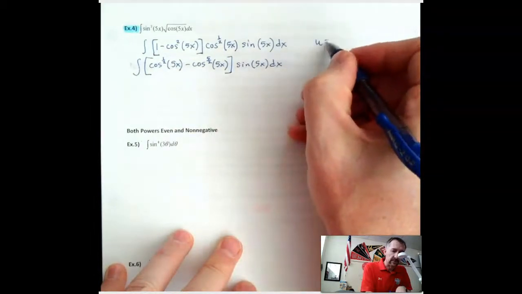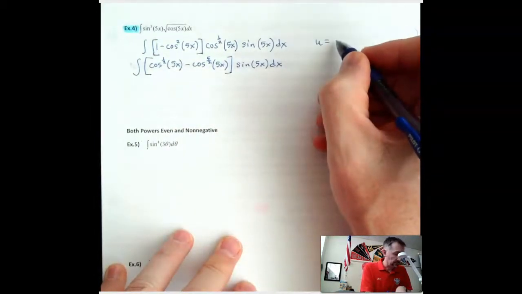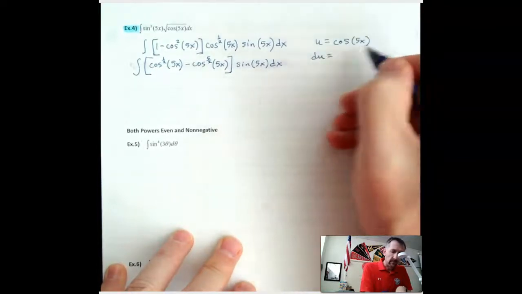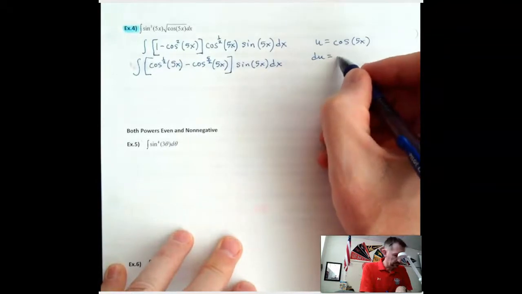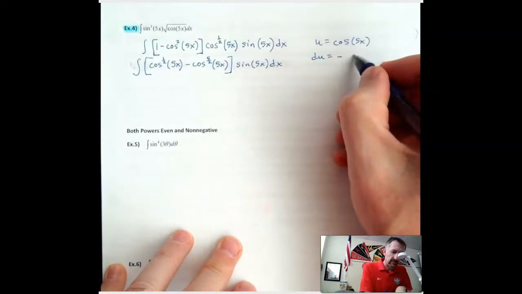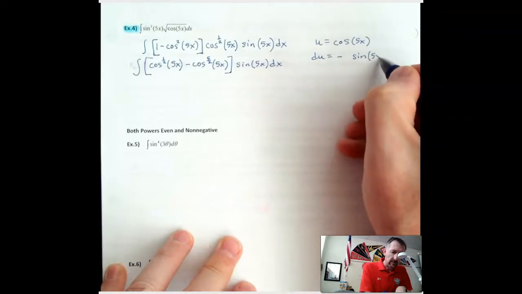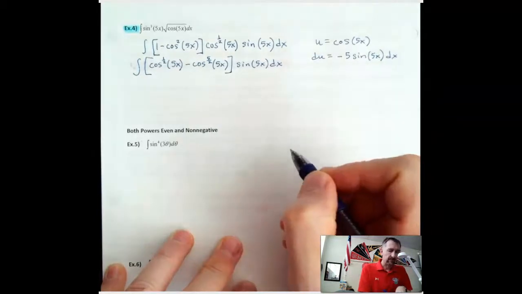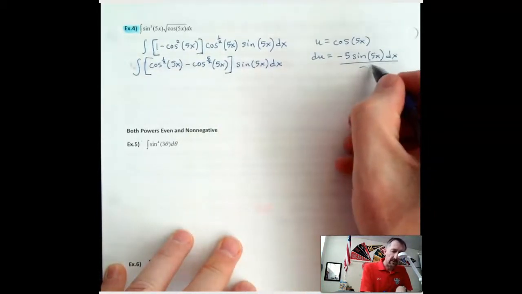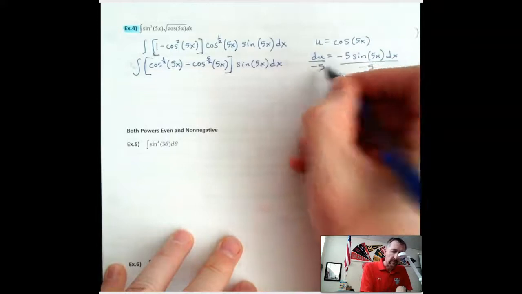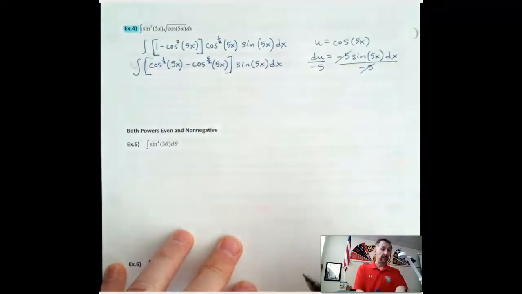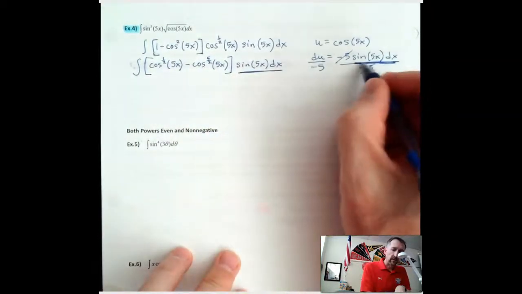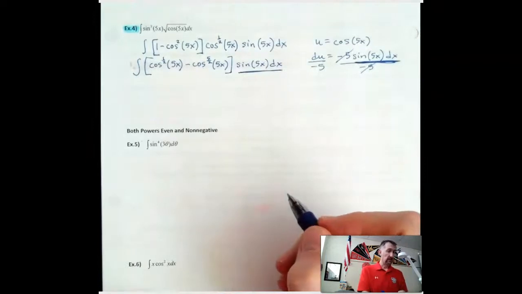So we're going to let u be cosine. So du is going to be negative sine times chain rule. Okay, we don't have that negative 1/5 anywhere, so we have to divide by negative 5. There's our du.